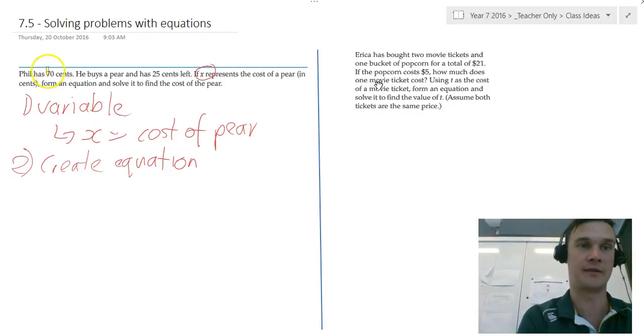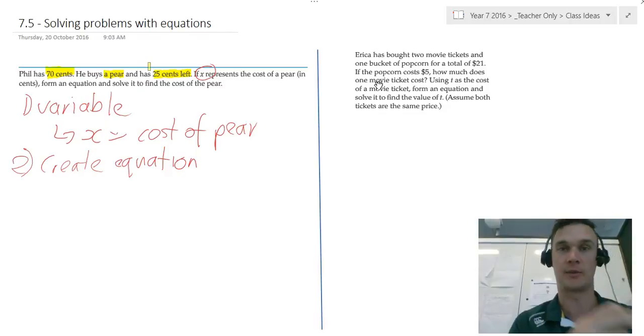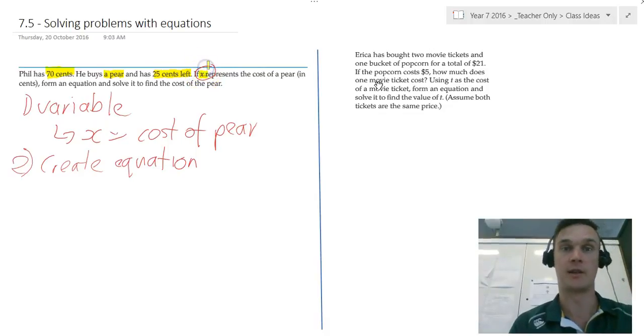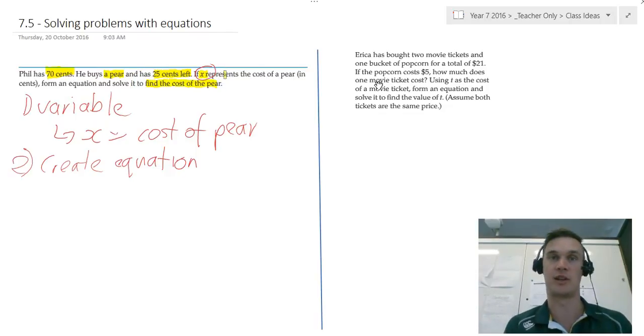So Phil has 70 cents. So totally he has 70 cents. He buys a pear, so that means it's one pear, and he has 25 cents left. Okay, so he starts with 70, or he has 70 in total. He buys a pear and then he's got 25 cents left. And we have also X, and represents the cost of the pear. Form an equation and solve to find the cost of the pear. So this is the information that I need to use.